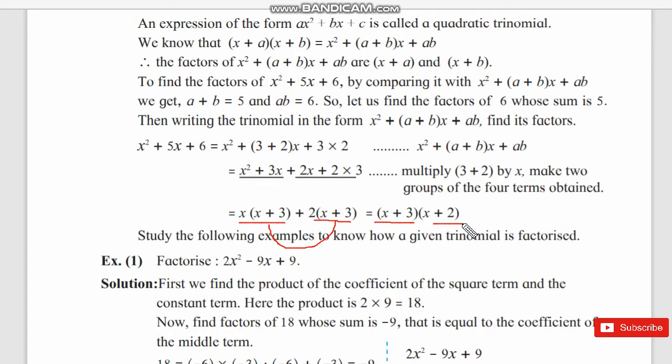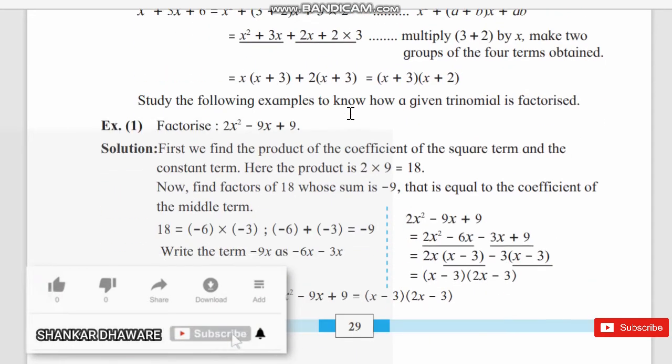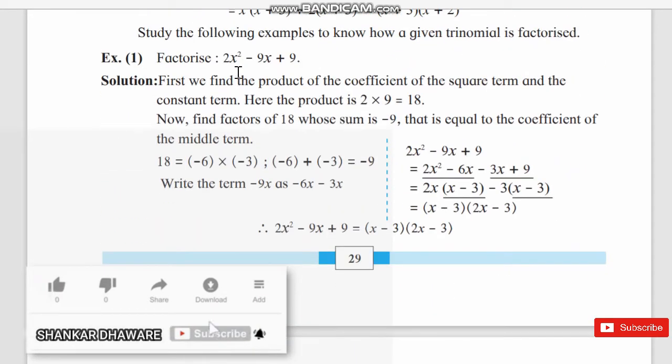So this is the method of factorization which they have been given. If you read this example in the textbook, you will understand it better. Let us see the next example that they have given: factorize 2x square minus 9x plus 9. Now how can we factorize it? Let us see.